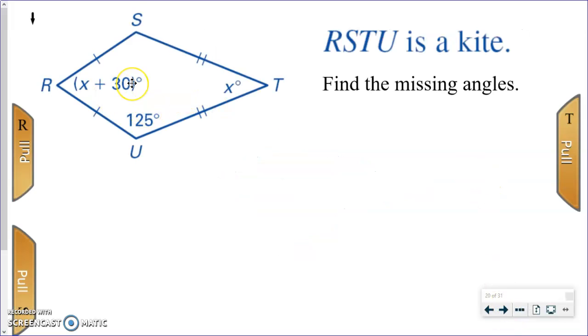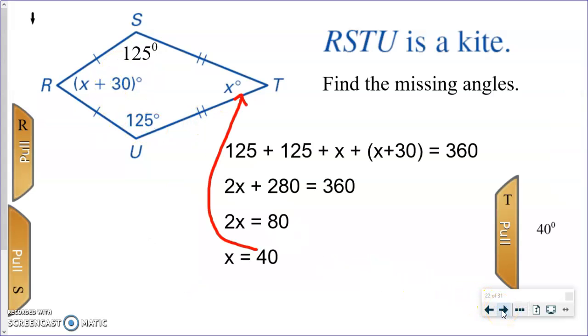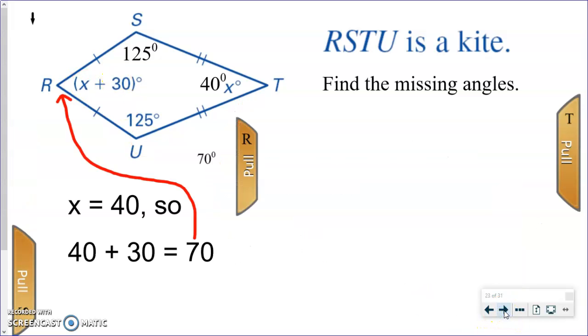So if we're trying to find these missing angles here, angle S, these are the two angles that are congruent. So that's going to be 125. For the other ones, we're going to have to add all of these angles together, and it's supposed to equal 360. So you add all four of those angles, make it equal to 360, and then solve that equation. We get x equals 40. So angle T is 40 degrees. And then for angle R, we just take that 40, substitute it in for the x. 40 plus 30 is 70.